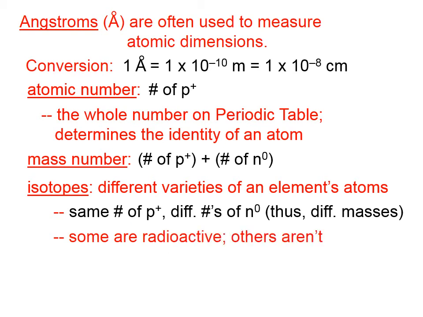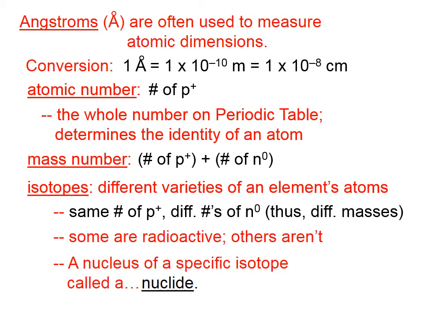Some isotopes are radioactive, others aren't. If an atom has the, quote, right number of neutrons, it's not radioactive, it's stable. If that atom has not enough neutrons in its nucleus, or too many neutrons in its nucleus, then it's unstable or radioactive. A nucleus of a specific isotope is called a nuclide.